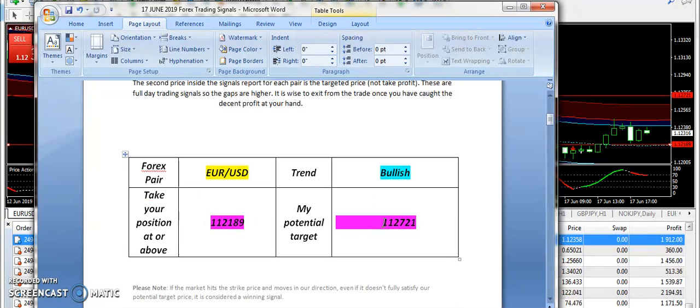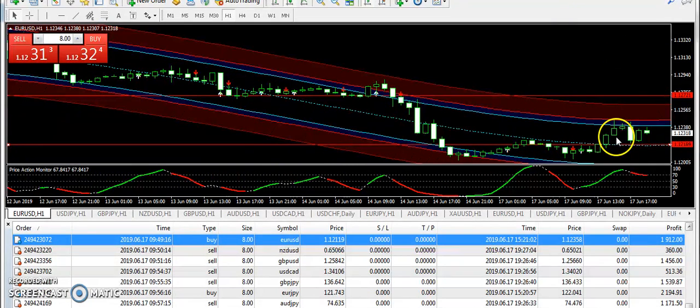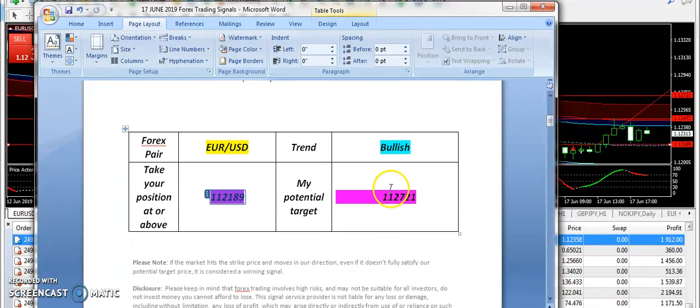Now we are going to start today's discussion from EURUSD, with a bullish expectation from 11 to 189. I'm going to take you towards the EURUSD chart. I have provided the entry from 11 to 189, and the market has gone up to 112472. So overall, EURUSD is in a bullish zone. If it continues the bullish activity, then it can go up to 112721.